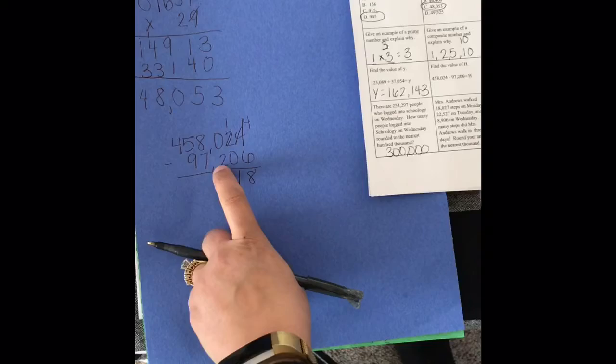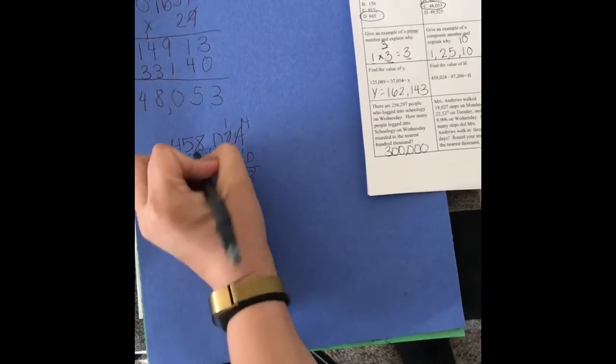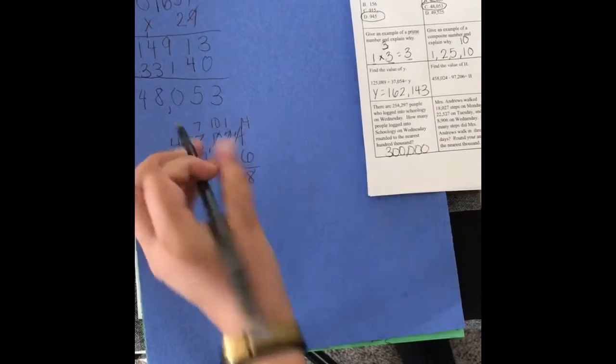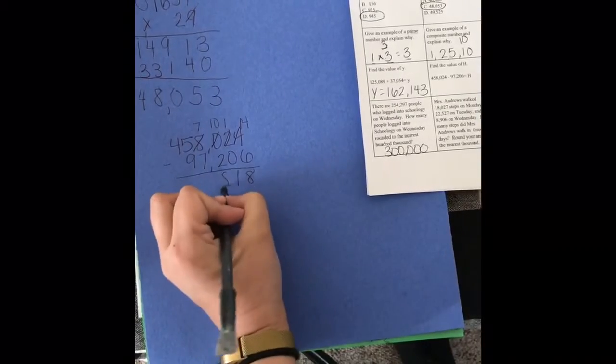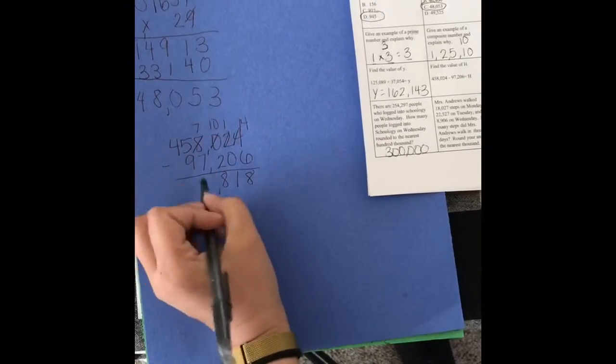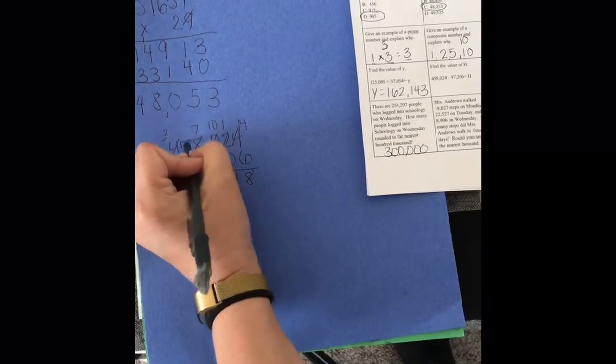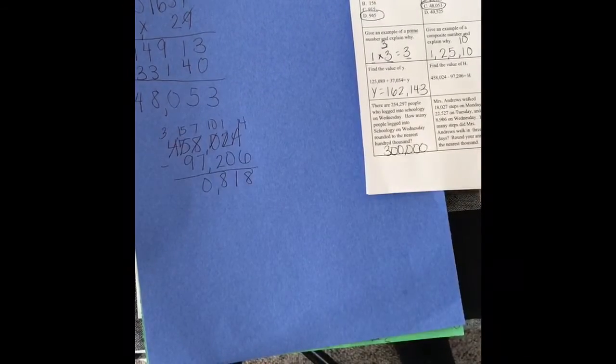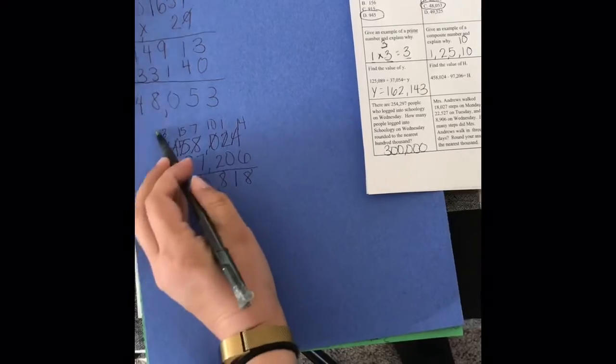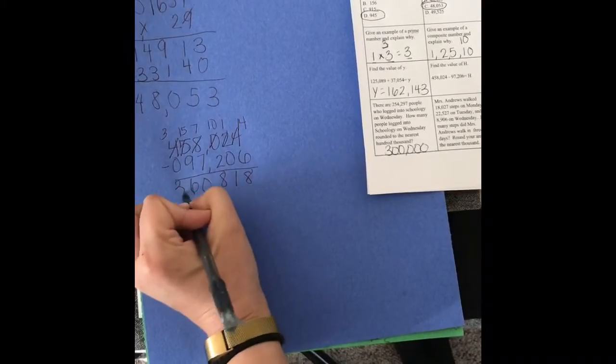I can't have 0 and take 2 away, so I need to borrow again. Now I can do 10 minus 2, which is 8. 7 minus 7 is 0. 5 minus 9 I can't do, so I have to borrow again. 15 minus 9 is 6. 3 minus 0 is 3.